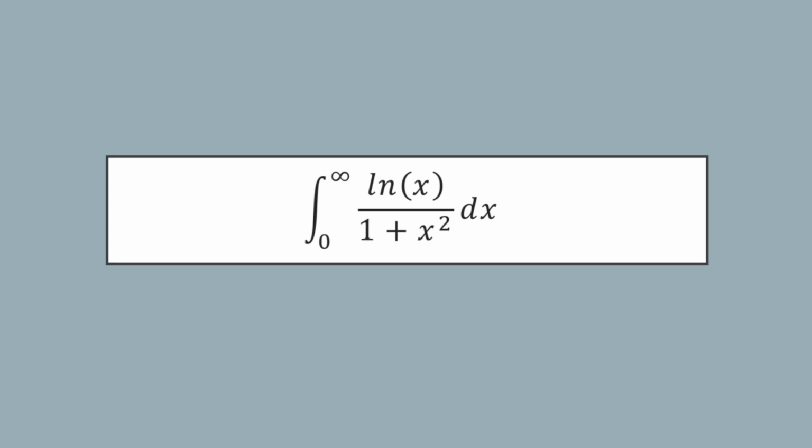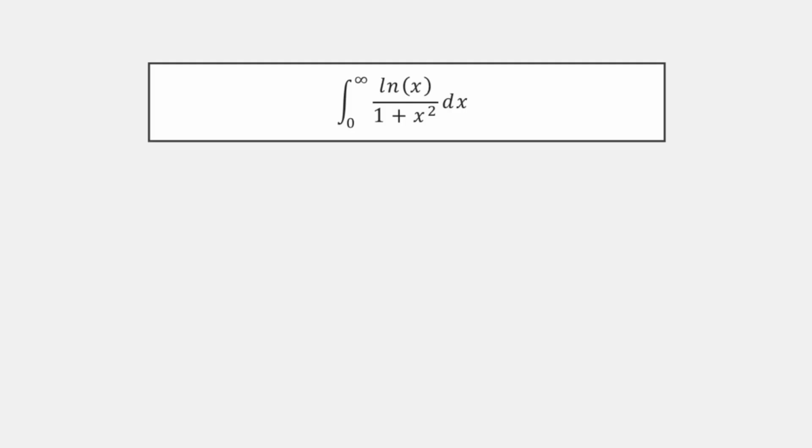In this video, I'll be solving the integral from 0 to infinity of ln of x over 1 plus x squared. The way I'm going to solve this integral is I'm going to break it up into two separate integrals. The first integral is going to go from 0 to 1, and the second integral is going to go from 1 to infinity.